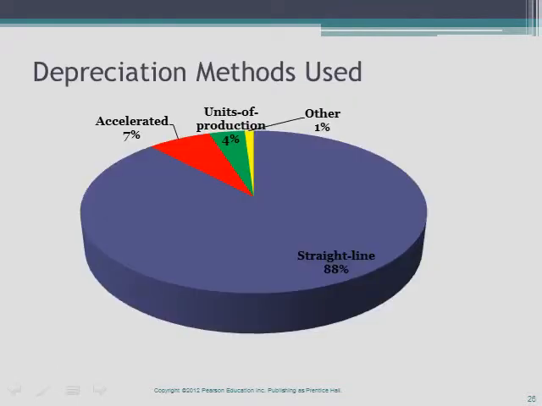This chart shows the percentage of companies that use each depreciation method from a survey of 600 companies by the AICPA. For reporting in financial statements, straight line depreciation is most popular. However, accelerated depreciation is most popular for income tax purposes.